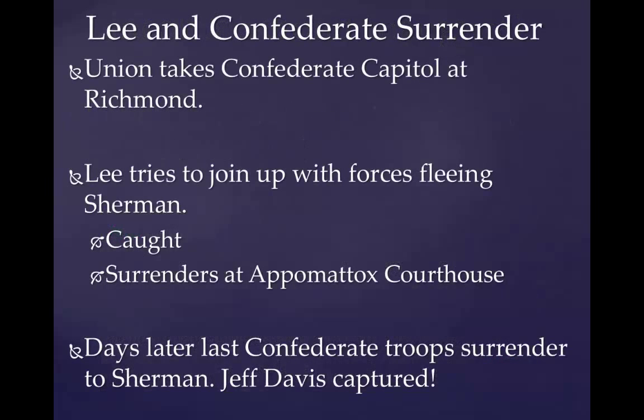So we're really coming to the end here now, and General Lee is going to be forced to surrender the Confederate Army at a place called Appomattox Courthouse. The Union takes the capital at Richmond, and while Lee is trying to flee General Sherman, they get caught by the rest of the Union Army and are forced to surrender. And lastly, a couple days later, the remaining Confederate troops surrender to General Sherman, and ultimately Jefferson Davis, the Confederate president, is captured.